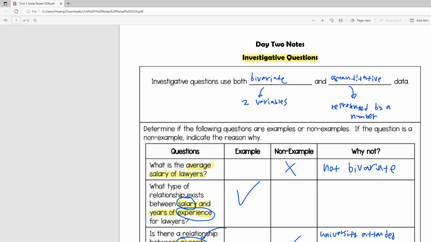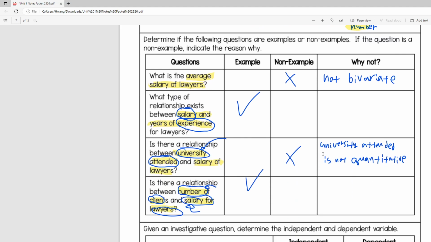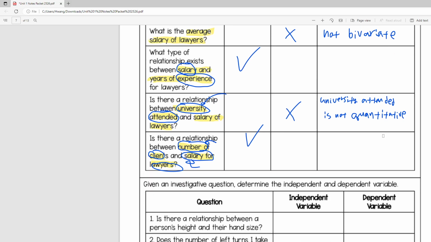Before I move on to the next one, we have reviewed the examples and the non-examples, and the two things we should consider are that it should be bivariate, two variables, and quantitative, represented by a number. Now let's move on. Here, it already gives you an investigative question, so it is already an example. We want to identify the independent and the dependent variable.